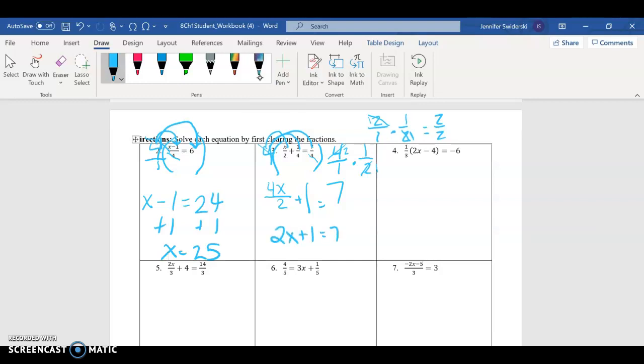7. I'm going to subtract 1 on both sides. I get 2x equals 6, so x equals 3. Guys, this stuff is tough. So if you're having a hard time with this, that's okay. Let's keep working on it, and we'll keep working on it in class, okay? So let's try another one.